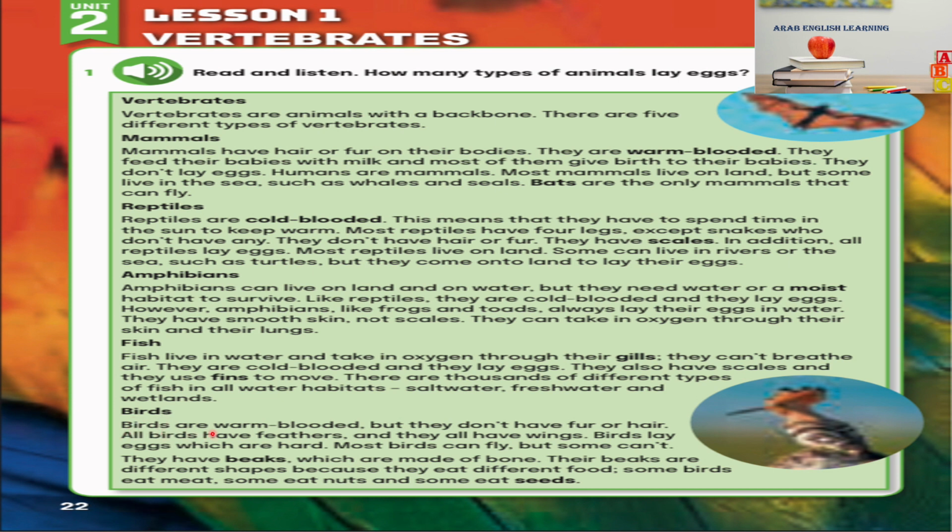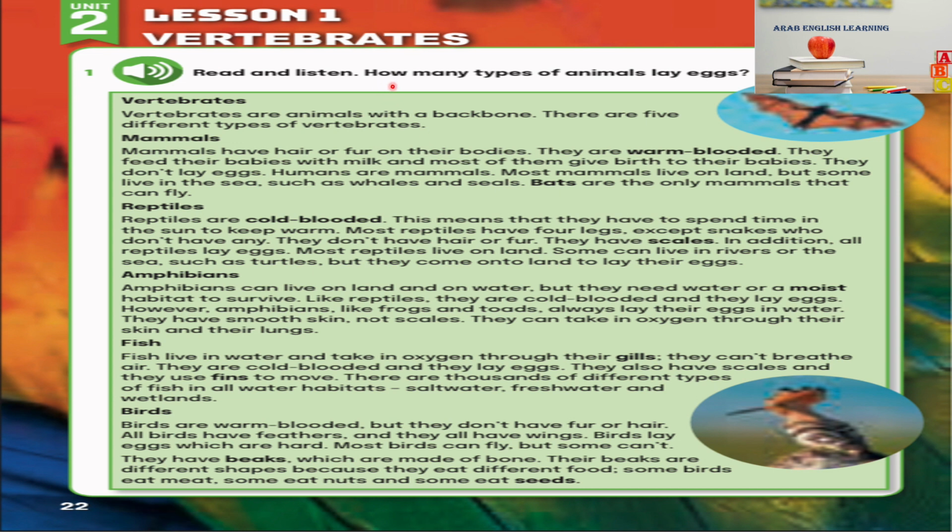Birds. Birds are warm-blooded, but they don't have fur or hair. All birds have feathers, and they all have wings. Birds lay eggs, which are hard. Most birds can fly, but some can't. They have beaks, which are made of bone. Their beaks are different shapes because they eat different food. Some birds eat meat, some eat nuts, and some eat seeds.